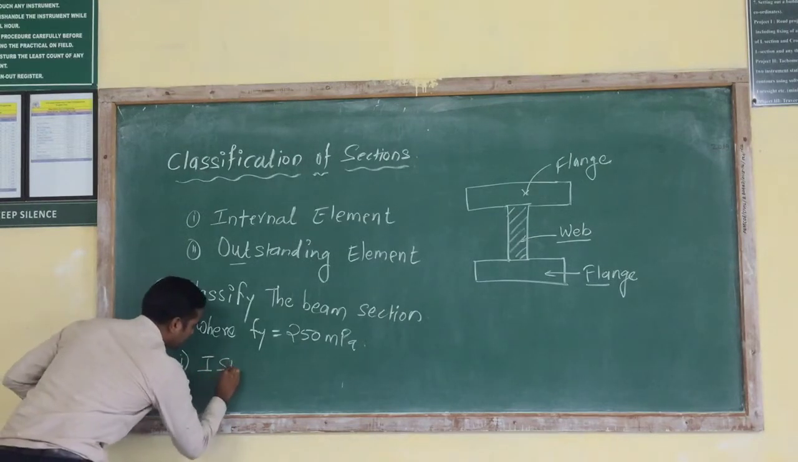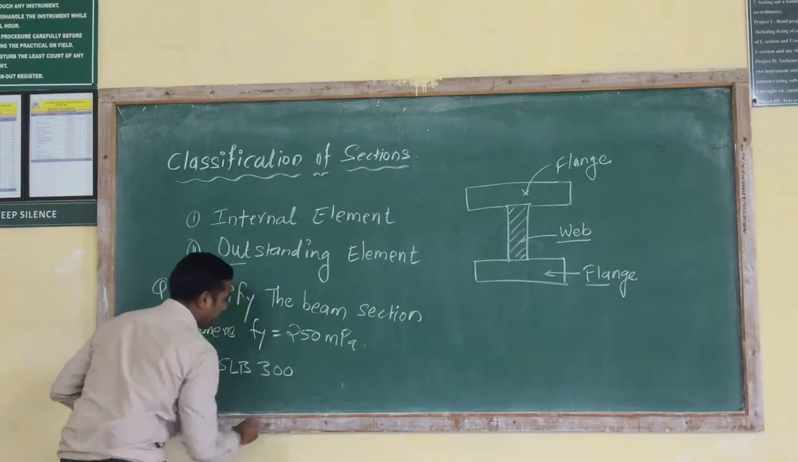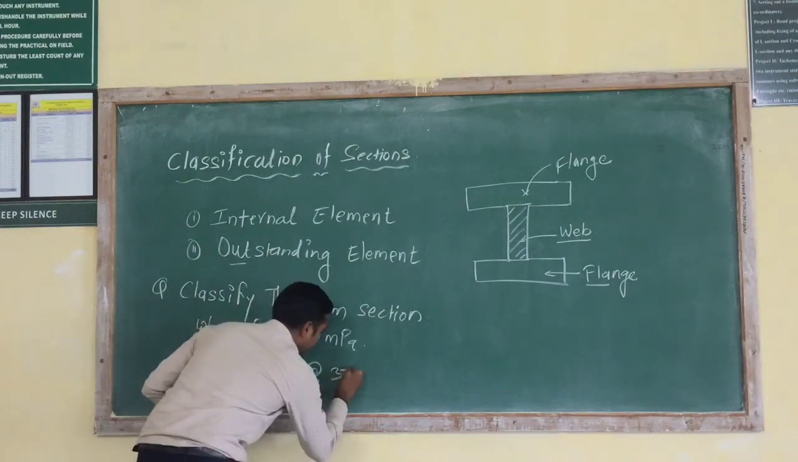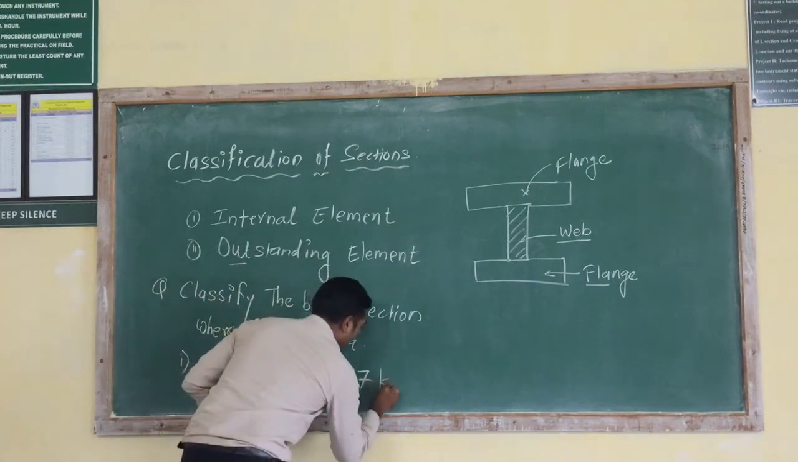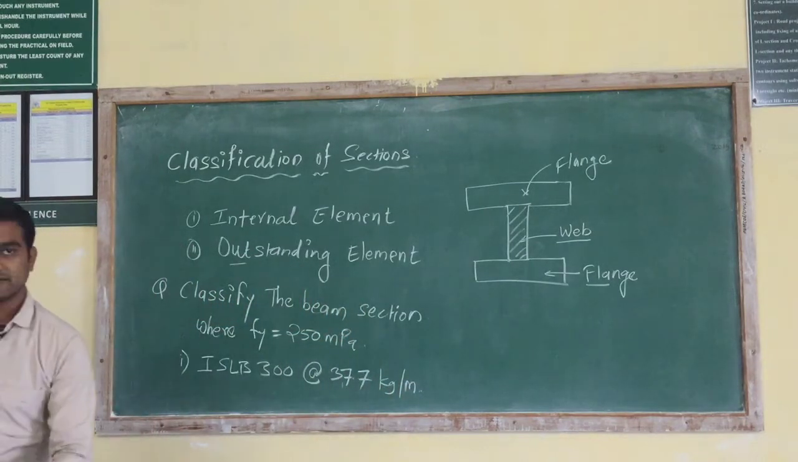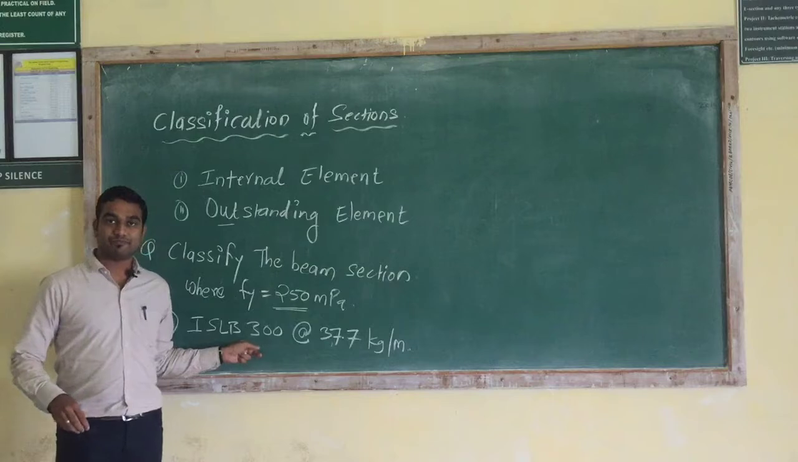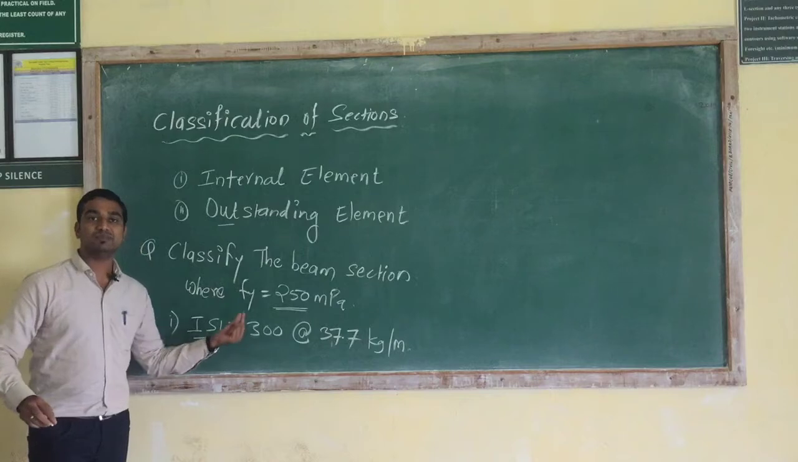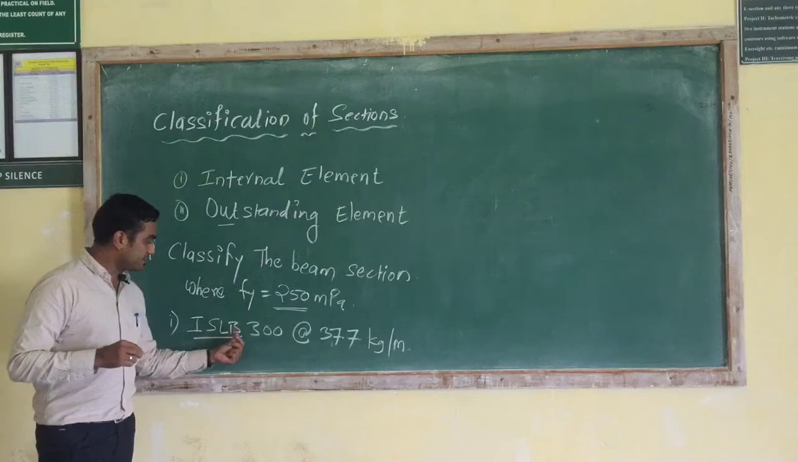ISLB 300 at 37.7 kg per meter. Here ISLB, what is the meaning of this ISLB? Indian Standard Light Beam Section. ISLB is nothing but the Indian Standard Light Beam Section.